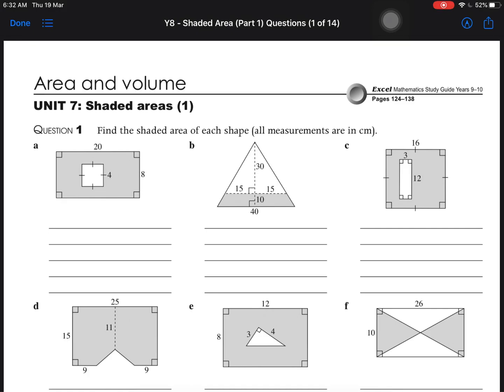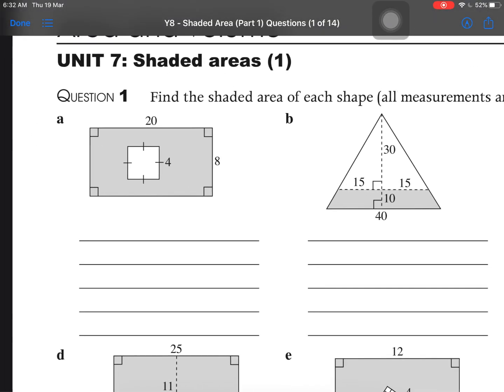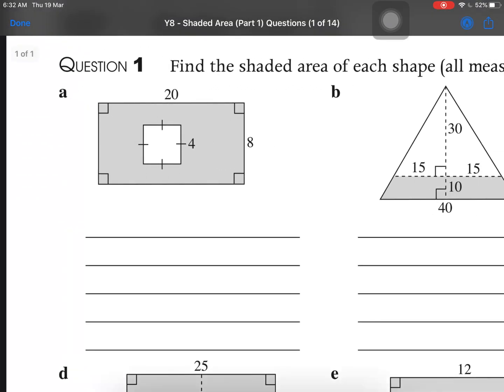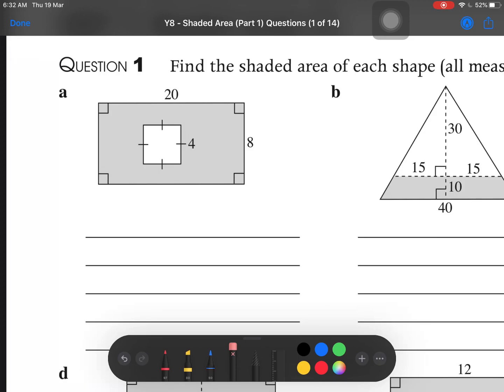The first question that I'm going to choose is question 1. Red, I want to choose red pen. For question 1, you have to solve the area of the shaded part, which is basically the rectangle area minus the square area. Or if the shape is different but more or less the same idea, we always stick with this strategy. It's always the big shape minus the small one.